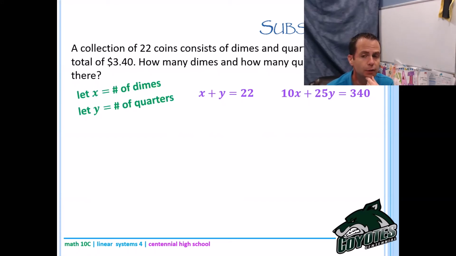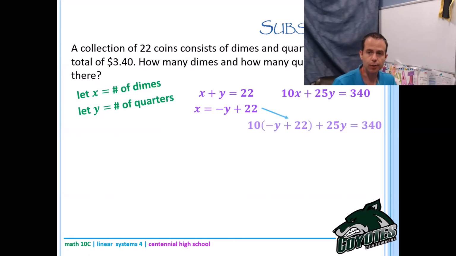Now I want to solve by elimination. Sorry, I did it again. I want to solve by substitution. You guys are going to be so excited about elimination. So I need to isolate for either x or y. I want to work on that first equation, and I chose to isolate for x. So I just took my y and brought it over there. So x equals negative y plus 22. I'm going to plug that into the other equation. Where I saw x, I substituted my negative y plus 22.